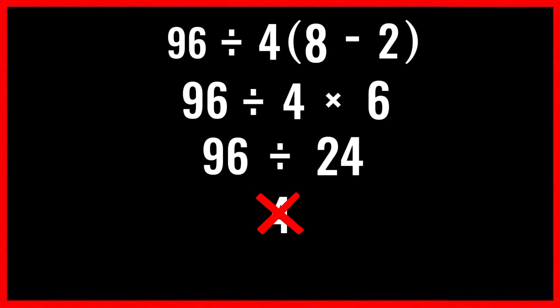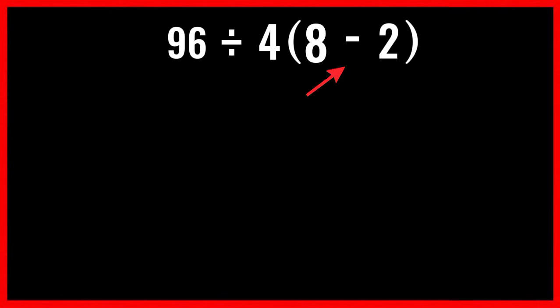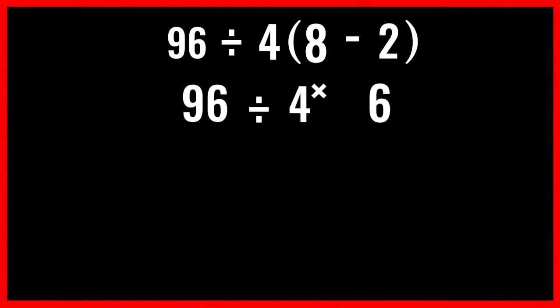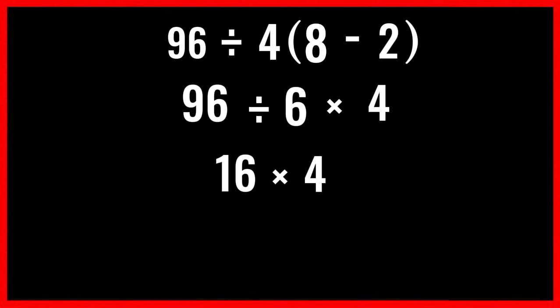Let's try another method. Again, solve the parentheses. 8 minus 2 equals 6. Now we have 96 divided by 4 times 6. This time, let's divide 96 by 6 first. 96 divided by 6 equals 16. Then 16 multiplied by 4 equals 64. So now our answer is 64. But this answer is also not correct.